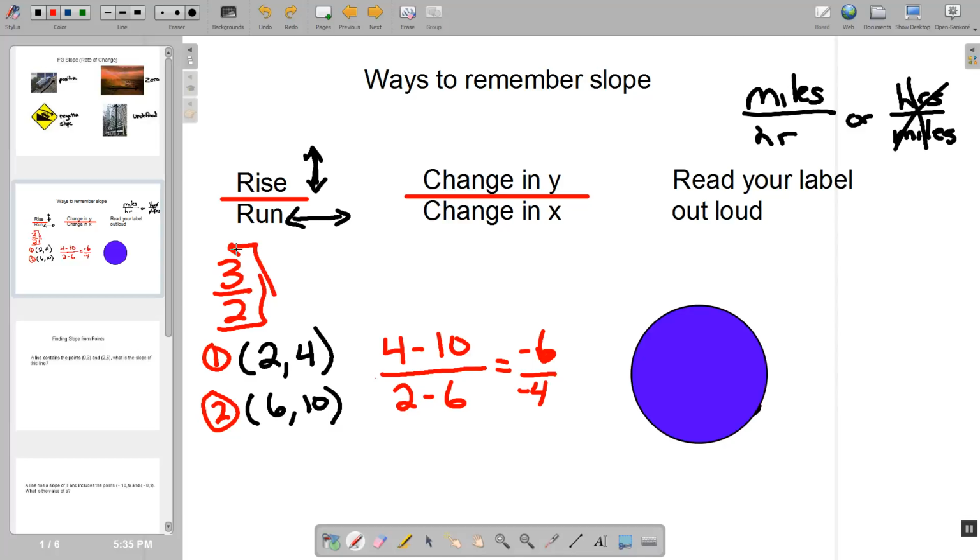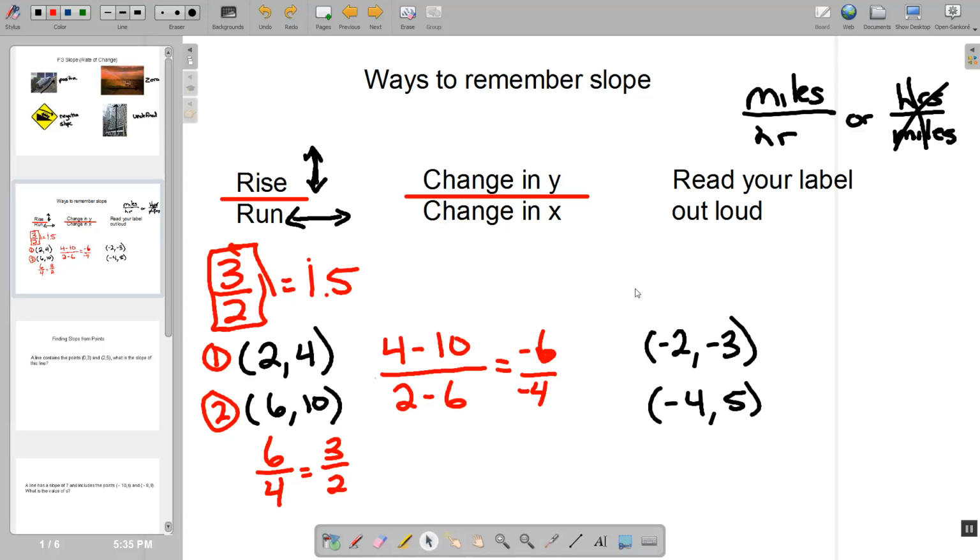Now, if you're working on a story problem, you also could write this as the decimal 1.5, but it just depends on what context the problem wants you to do. Now, if you're wondering if you could go from ordered pair 2 to ordered pair 1, the backwards of what I did, you still can. 10 minus 4 gives us 6, and 6 minus 2 gives us 4, which still gives us the same slope of 3/2 or 1.5.